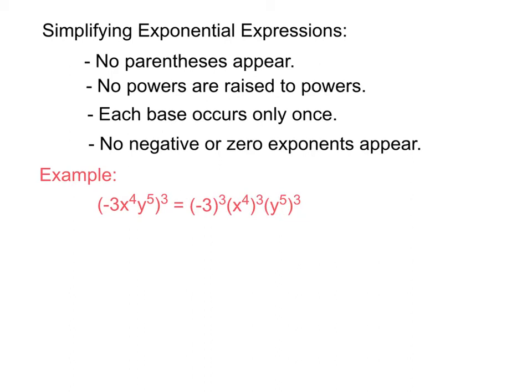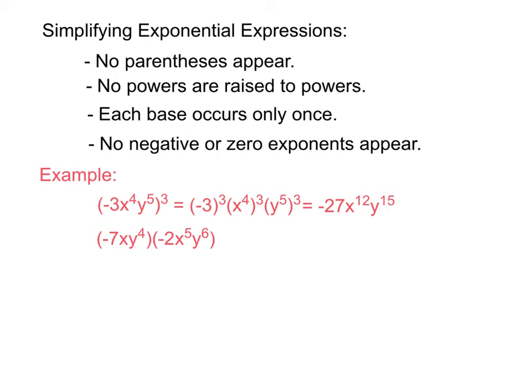So initially we're going to raise everything inside the parentheses to the third power. So that's minus 3 to the third, x to the fourth to the third, y to the fifth to the third. If we raise minus 3 to the third power, we simply get minus 27. X to the fourth raised to the third power, remember we multiply the exponents, so it's 4 times 3 or 12. And same thing with y to the fifth raised to the third, we multiply 5 times 3 and we get 15. So our final simplified answer is minus 27x to the 12th, y to the 15th.